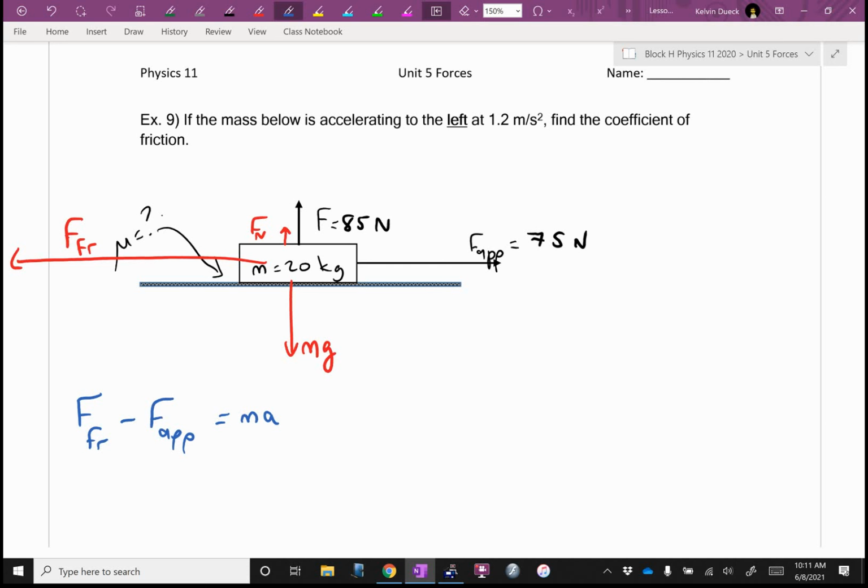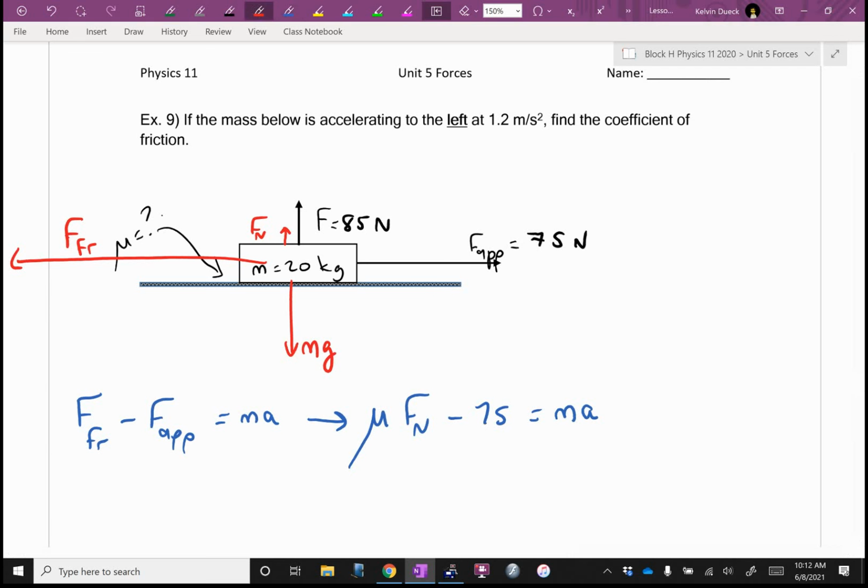Friction is what times what? Mu times the normal force minus 75 equals ma. What am I trying to find? By 75, I just dropped the F applied number in. You could have left it as F applied, but I stuck the number in since they gave it to me. What am I trying to find?